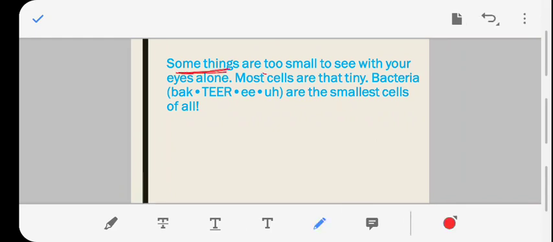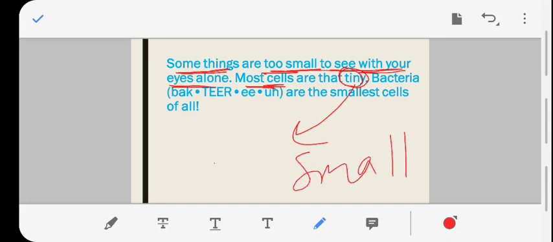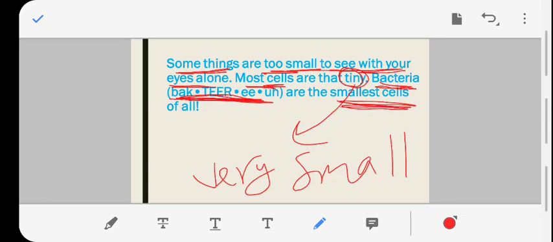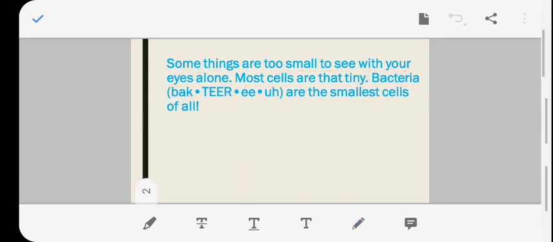Some things are too small to see with your eyes alone. Most cells are tiny. Tiny means small. Tiny means very small. Bacteria, it's pronounced bacteria, are the smallest cells of all. Bacteria are the smallest cells.